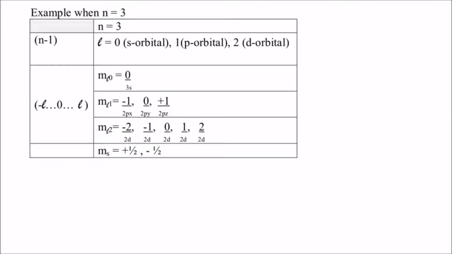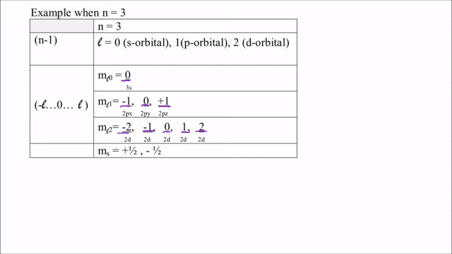So this lets us count up the number of orbitals. We've got 1 s orbital, 3 p orbitals, and 5 d orbitals. Remember, each of these orbitals can hold 2 electrons, so 2 here, here, here, here, and here. And then each of those electrons can spin clockwise or counterclockwise depending on their partner.